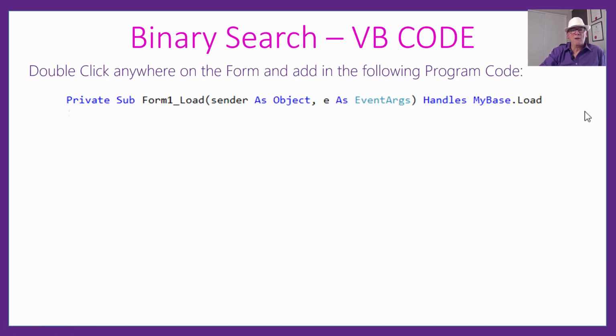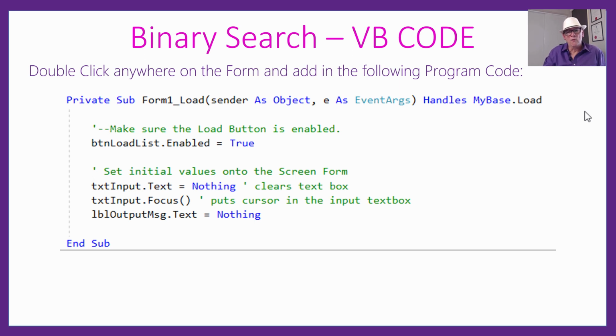Double click anywhere in the blank part of the form, because we're going to have some stuff happen in the Form1 load event when the form first loads in, and we're just checking that the button to load the list is enabled.